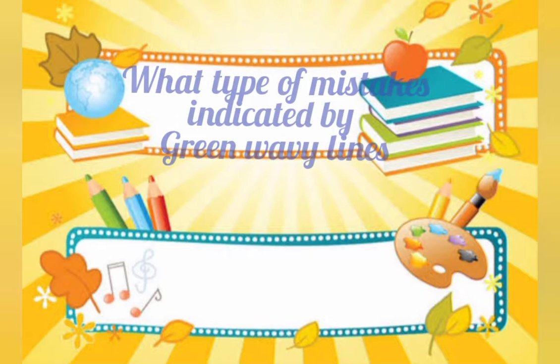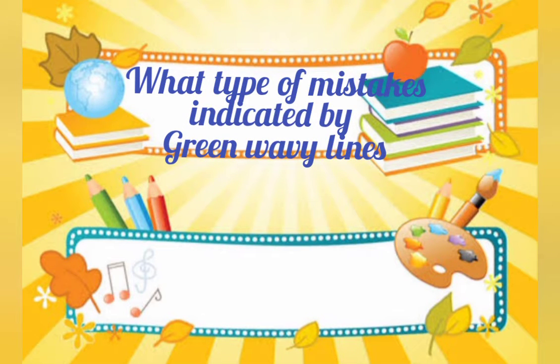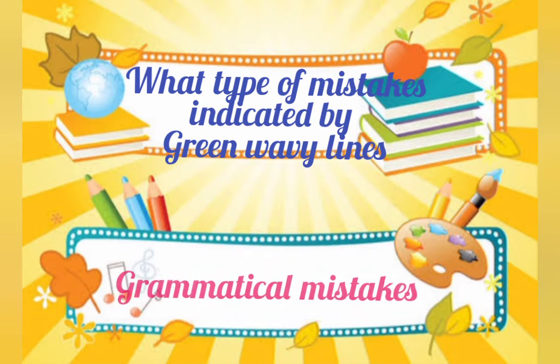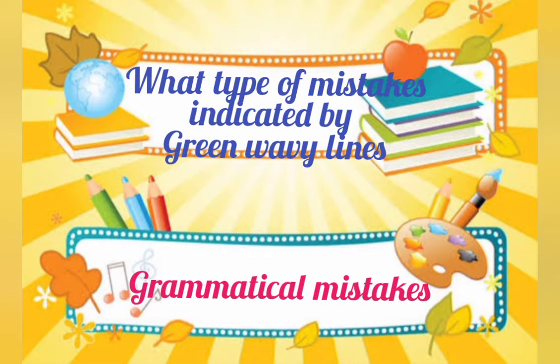Next question. What type of mistakes are indicated by green wavy lines? Answer. Yes, the answer is grammatical mistakes.